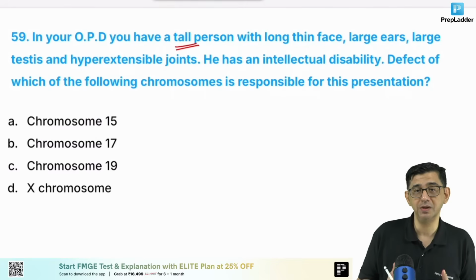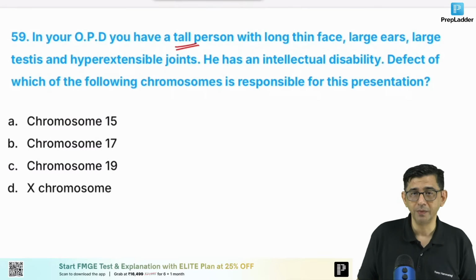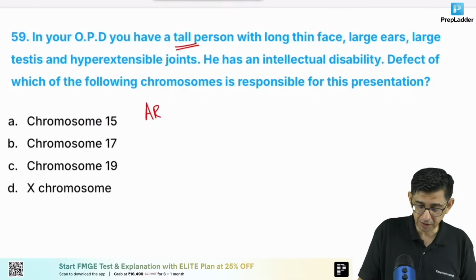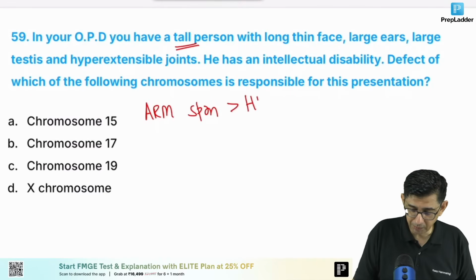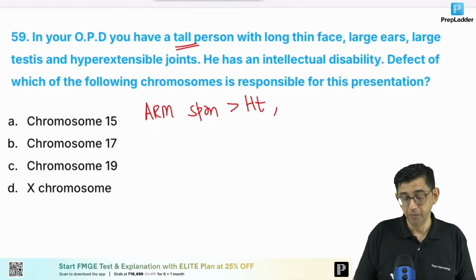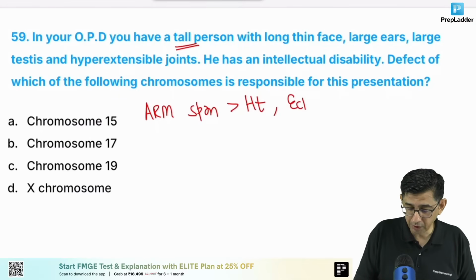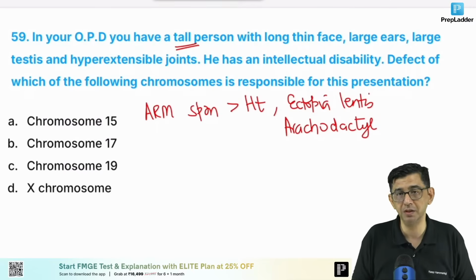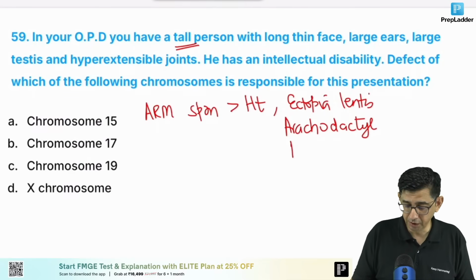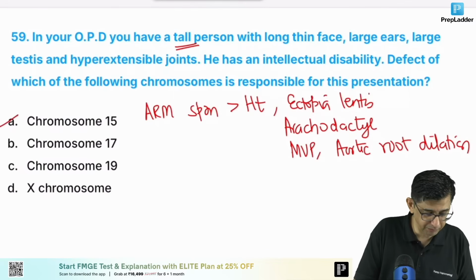What you have to pick up in this question is that this is not a question of Marfan syndrome. Marfan syndrome will always talk about features like arm span, where you ask the person to stand like this and the arm span will be more than the height. In you and me, the height is more than the arm span. In Marfan syndrome, the question will always talk about superotemporal dislocation of the eye lens, that is ectopia lentis, which is not given here. It will talk about arachnodactyly, the long fingers, the wrist sign, the Steinberg sign. Then there can be cardiovascular associations like mitral valve prolapse and aortic root dilatation, which can cause aortic regurgitation. None of those features are given in this question, so this is not Marfan syndrome.